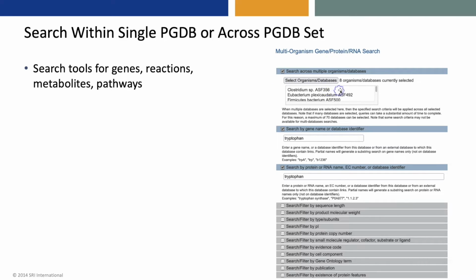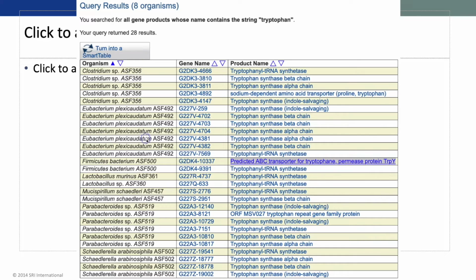And here I've selected 8 different databases from those currently available from the Altered Schaedler Flora, which is a small mouse microbiome community. And so in this case, we're going to search for the protein name tryptophan. We're going to search for all proteins that contain the word tryptophan across these 8 organisms. And I'll note that there are similar search tools available for reactions, metabolites, and pathways as well. The result of this search is a table that shows us in each organism which proteins did we find whose name includes the word tryptophan. So we can see that across these different members of the Altered Schaedler Flora, there are different tryptophan-related enzymes present.